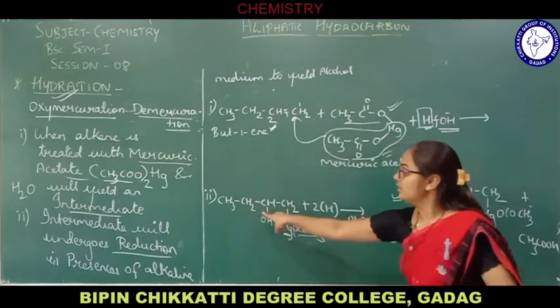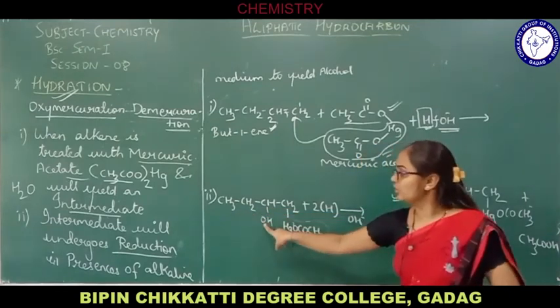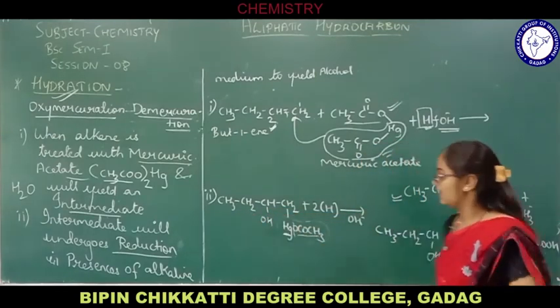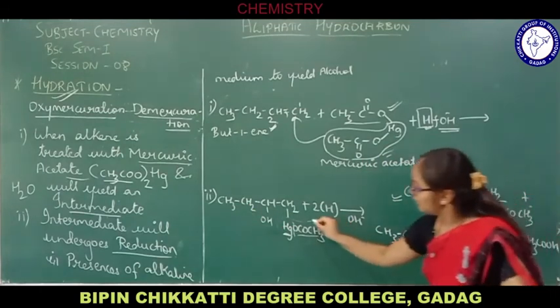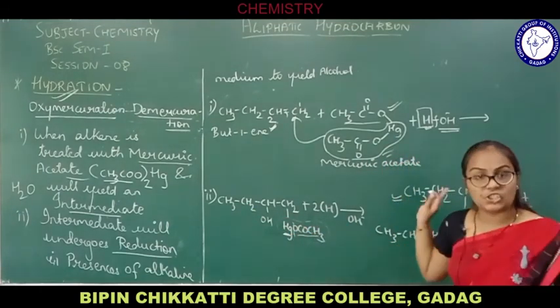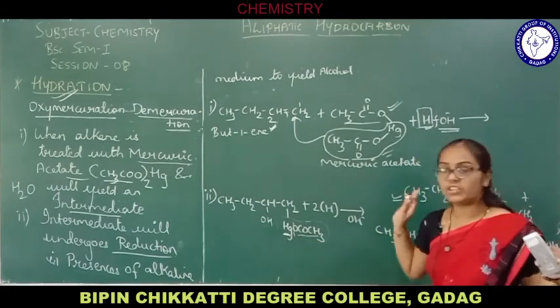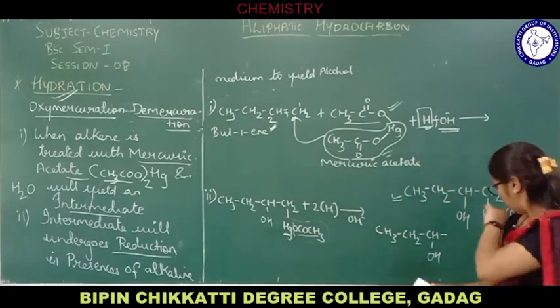Till here the number of carbon atoms and the OH group will remain the same. But after this, this group will vanish. This group we don't want, so it will vanish.